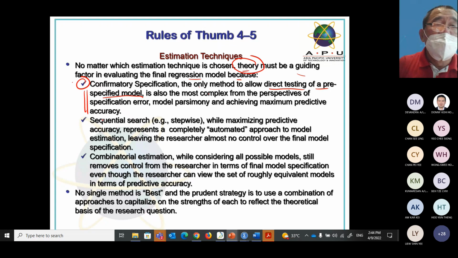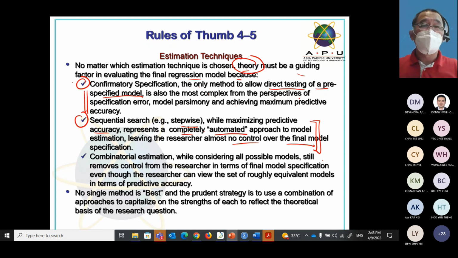Sequential search, for example stepwise, forward and backward. While maximizing the predictive accuracy, it is completely automated because you allow the software to choose the best model for you. So you leave the researcher almost no control over the final model. You don't know what model you are going to get. Of course it's still possible, for example if you got a project from some company and therefore use the variables given by them.